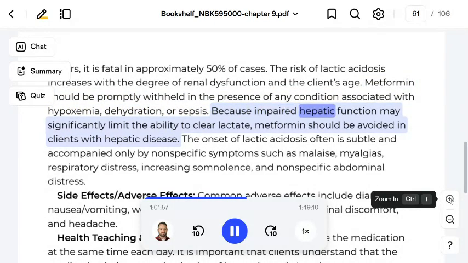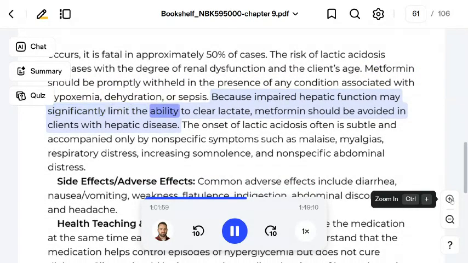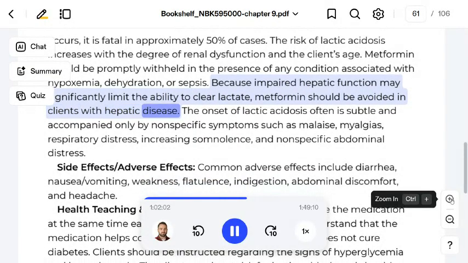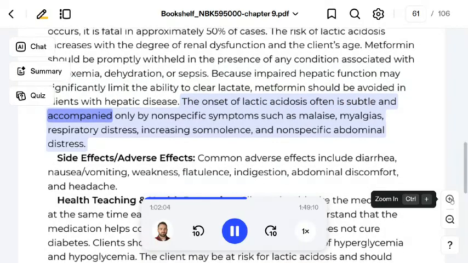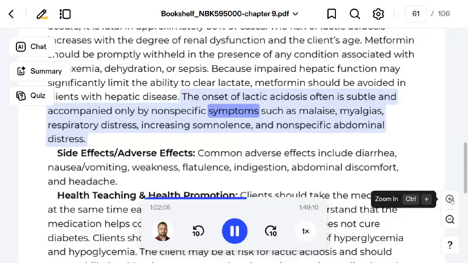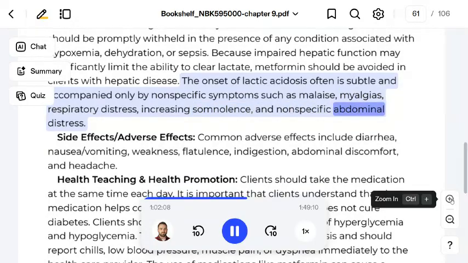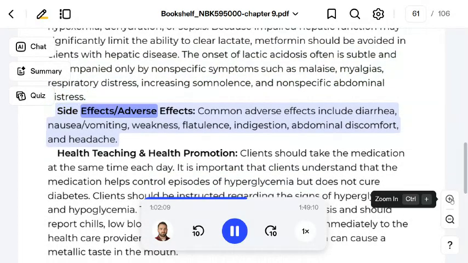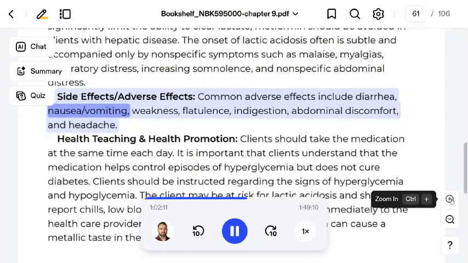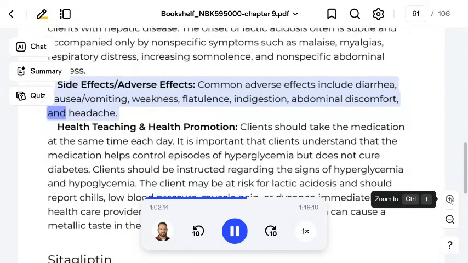Because impaired hepatic function may significantly limit the ability to clear lactate, metformin should be avoided in clients with hepatic disease. The onset of lactic acidosis often is subtle and accompanied only by nonspecific symptoms such as malaise, myalgias, respiratory distress, increasing somnolence, and nonspecific abdominal distress. Side effects, adverse effects. Common adverse effects include diarrhea, nausea, vomiting, weakness, flatulence, indigestion, abdominal discomfort, and headache.